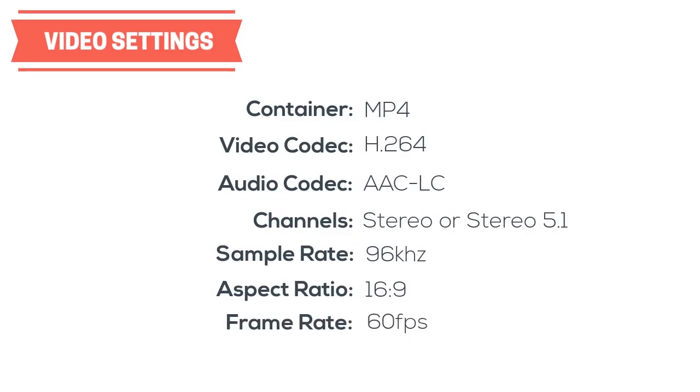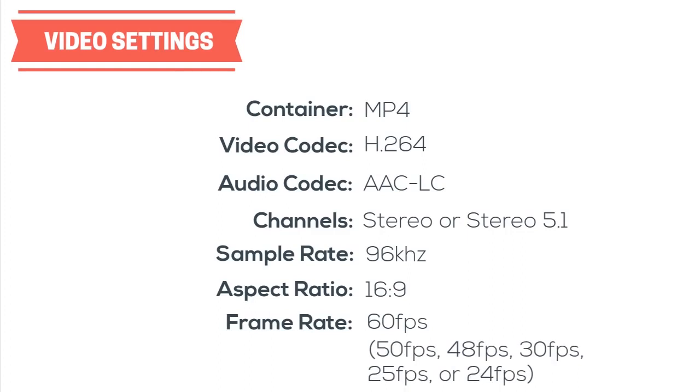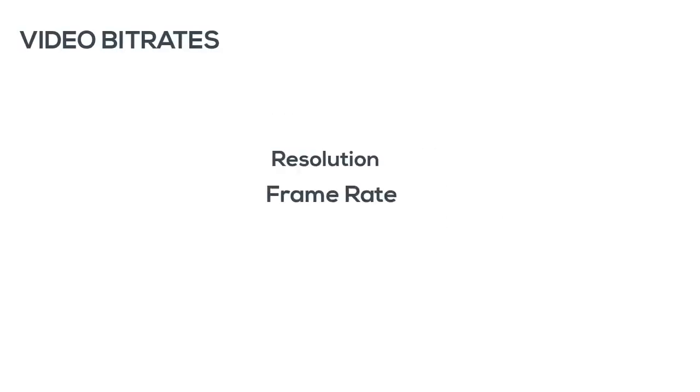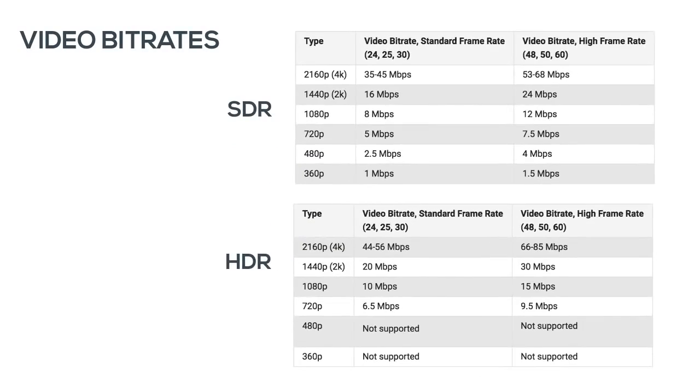If you can't set your frame rate that high, choose the highest between 50, 48, 30, 25, or 24 frames per second. For bitrate, the best settings will depend on a combination of resolution, frame rate, and whether or not the video is HDR. Please use this graph to find the bitrate setting ideal for your video. You can pause the video while you do so.